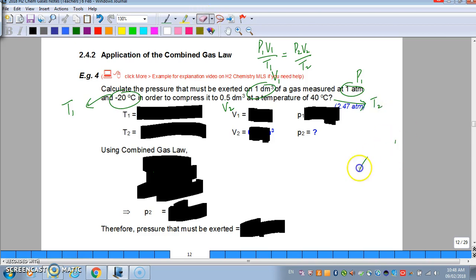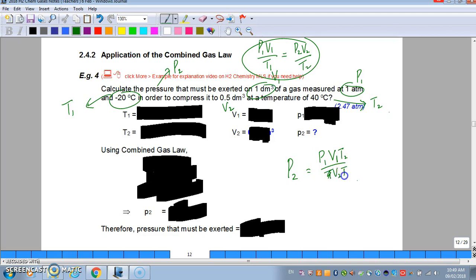Like I say, if I were to rearrange this equation, it will be like a ratio thing. So what do I want to calculate here? I want to calculate P2. So I make P2 the subject. If I make P2 the subject, what will I get? I will get P2 equals P1 times V1 times T2 over V2 times T1.